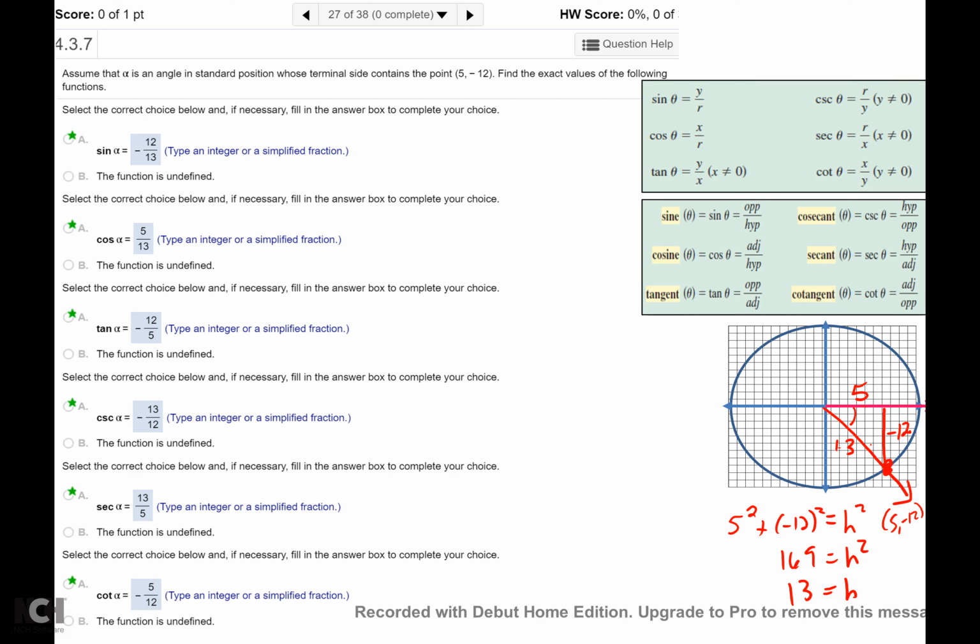Okay, so now if I find sine theta, it's opposite, which is negative 12, over hypotenuse, 13. Cosine is adjacent, which is 5 over hypotenuse, 13. Tangent is opposite, negative 12, over adjacent, 5. Cosecant is hypotenuse over opposite, so that's going to be 13 over negative 12. Secant is hypotenuse over adjacent, so that's going to be 13 over 5. And cotangent is adjacent over opposite, and that's going to be adjacent, 5, opposite, negative 12.